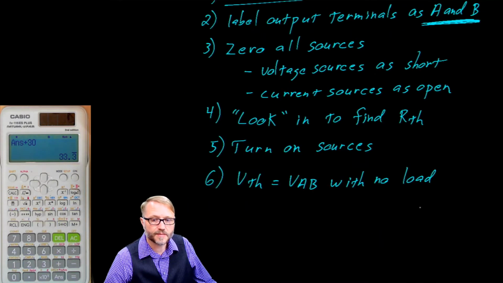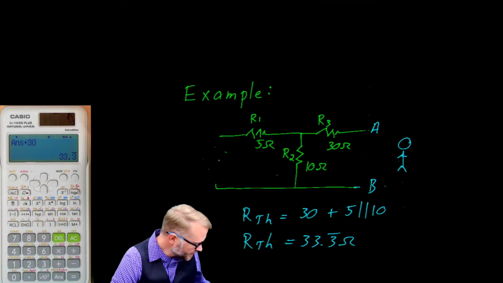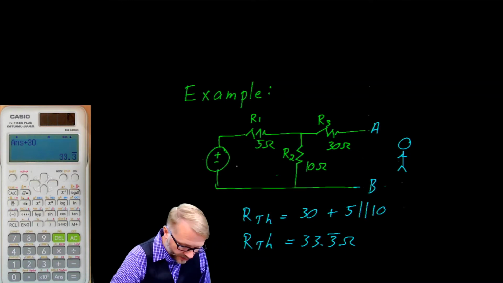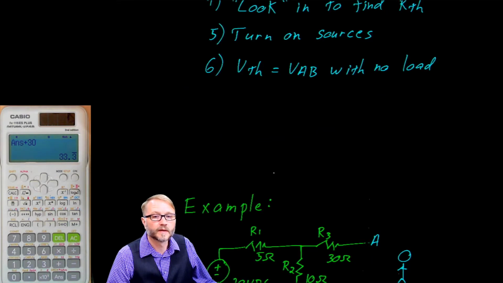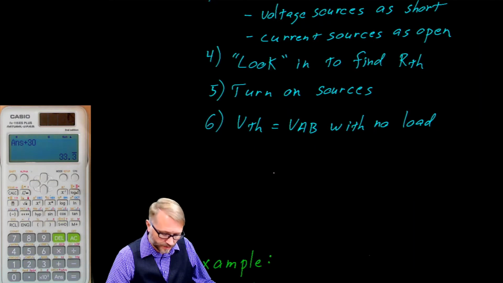Our next step is number 5. We're going to turn on the sources. So that means we have to remove this short and reinstall our power supply. And I believe it was 20 volts. Okay, so we've turned our power supply back on. And now we're going to calculate the Thevenin voltage as the voltage A to B with no load.